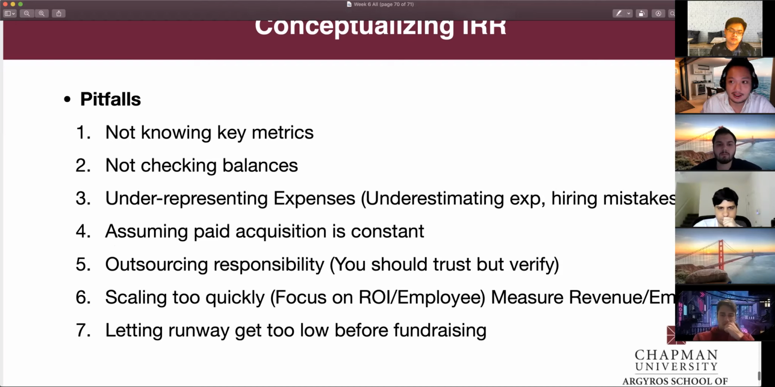Outsourcing responsibility, I think delegating is key to success, but even your leaders, even if they're A players, if you don't engage with them on a consistent basis, even they could get sloppy. So I always go by the mantra of trust but verify. That's really, really important.